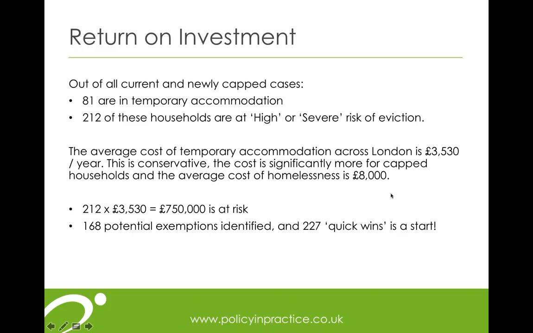Now, if those 212 households at high or severe risk of eviction were to then be moved out into temporary accommodation, the average across London is £3,530 per year. That's the average cost to the council of having to bridge that gap between housing benefit and temporary accommodation costs. We'd argue this is very conservative. It's already higher for capped cases. In Croydon, as you've seen, £415 per week is somewhere between £15,000 and £20,000 per year, rather than 3.5.